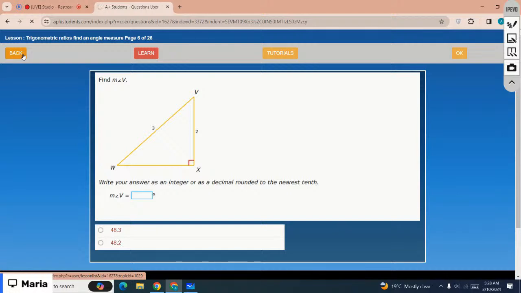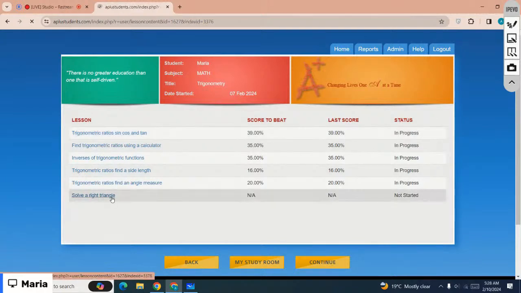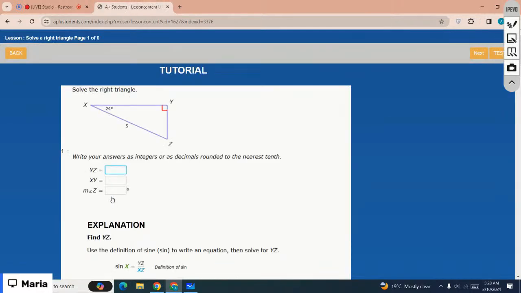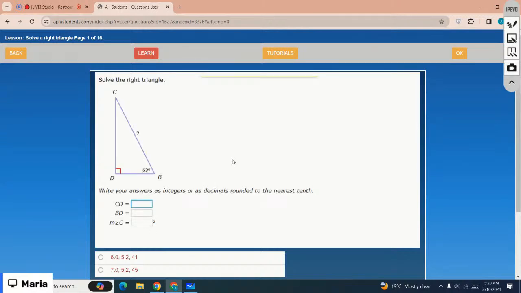And the next lesson is solve a right triangle. Let's just see how do we solve a right angle triangle, right? Okay, let's just start with the practice question. Basically, solving a right triangle means you need to calculate all three angles and all three sides, right? Okay, solve the right triangle.